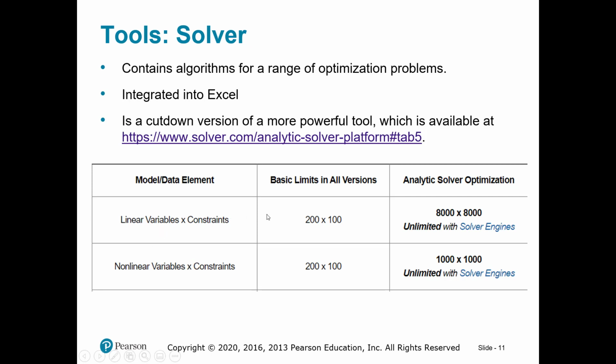So in Solver, we're limited to 200 variables and 100 constraints. Now that doesn't seem like much, but if you have different factories, different periods, lots of different products, for a commercial enterprise, this is probably not going to be enough. You can really build up variables and constraints very, very quickly. So with the full version of Solver, for linear optimization you're allowed 8,000, and for nonlinear, because it's much harder to solve, you have 1,000. So if you buy the full version of Solver, then you would get more.